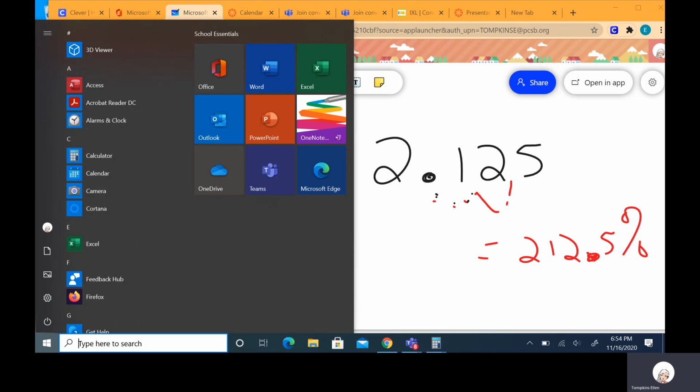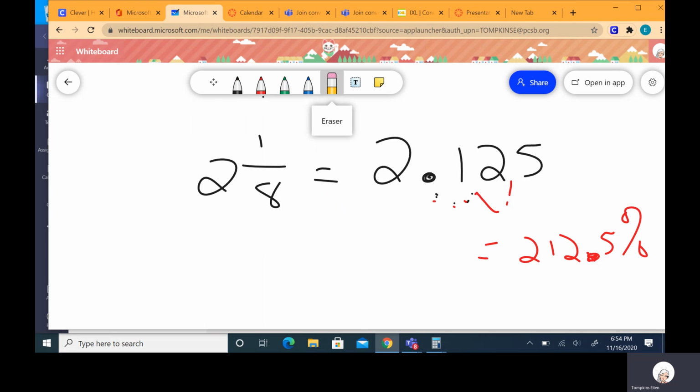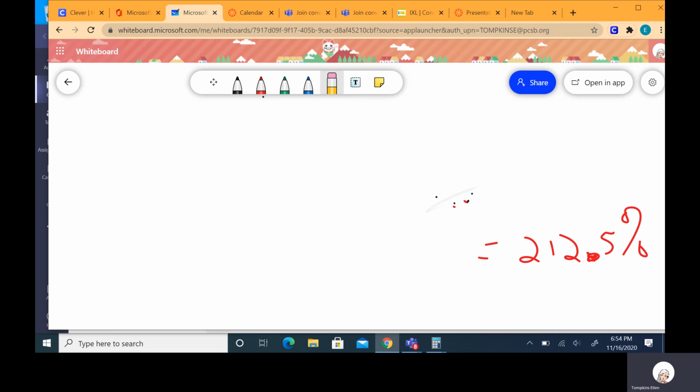Now, when you are comparing numbers, fractions, decimals, percents, whatever you have, you want to get them all to the decimal. That's kind of like the middle ground, and it's a lot easier to work with.